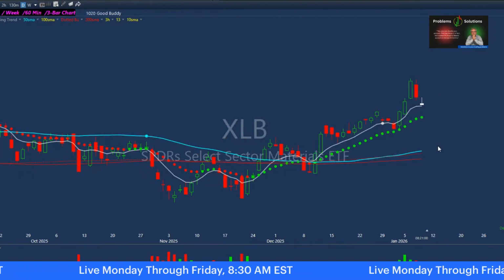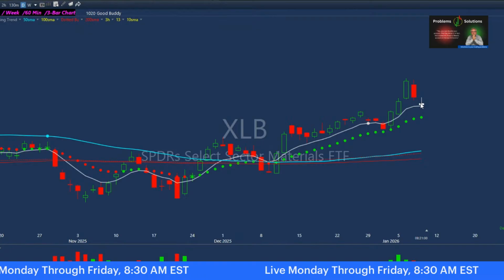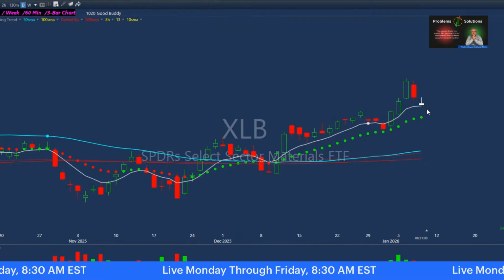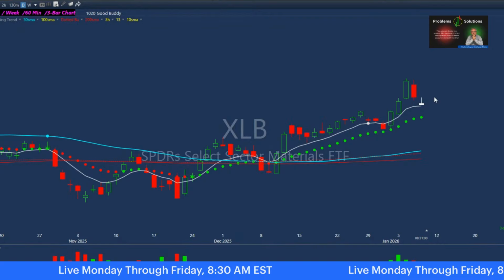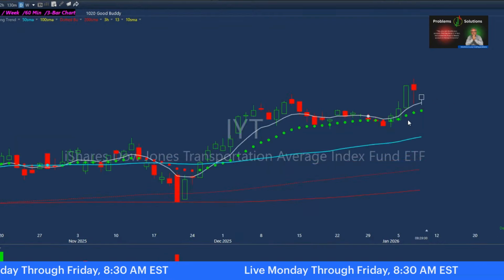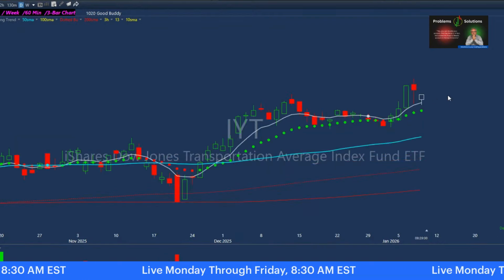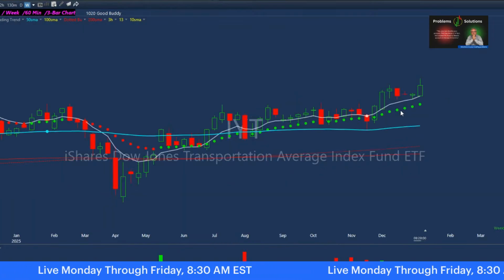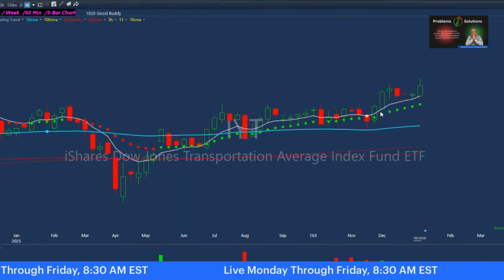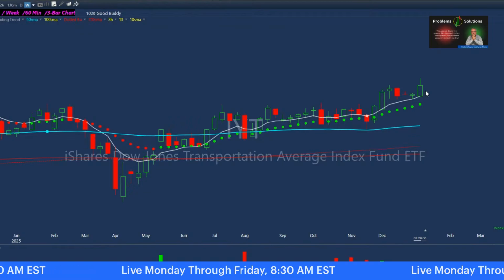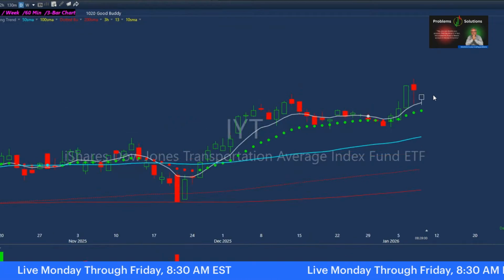XLB, absolutely bullish here. The current pre-market candle might suggest we see a little bit lower move here, but overall, very bullish chart. Transports, they don't get any better than this. They really don't. Look at that weekly chart. Wow. Man, that's beautiful right there, isn't it? It just doesn't get any better than that.